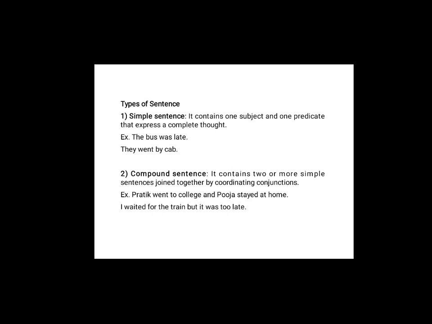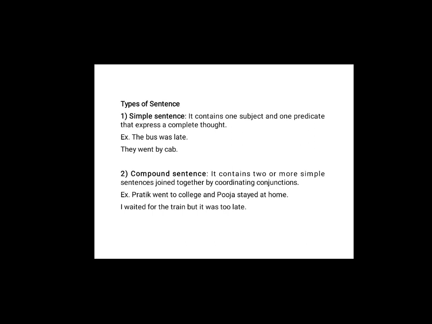See the definition. It contains two or more simple sentences joined together by coordinating conjunctions. Yes, so at least two simple sentences are necessary to make compound sentence. Simple sentences can be more, they can be added, and though you add more simple sentences, it will remain the same as compound sentence. And these simple sentences should be joined together by the coordinating conjunctions.